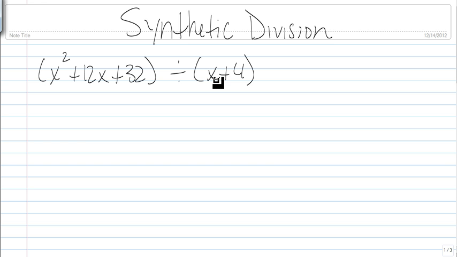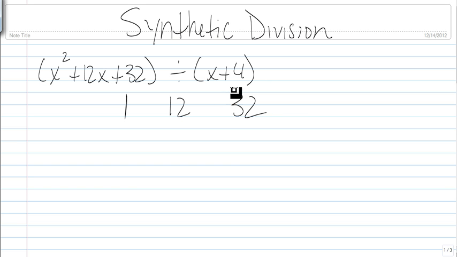Now, let me talk about the setup of synthetic division. First of all, you want to look at the coefficients in your first polynomial. Let's take all the coefficients from there. In front of the x squared term, there's a 1. In front of the x term, there's a 12. And then we have 32. That's the setup; we're still setting this up.